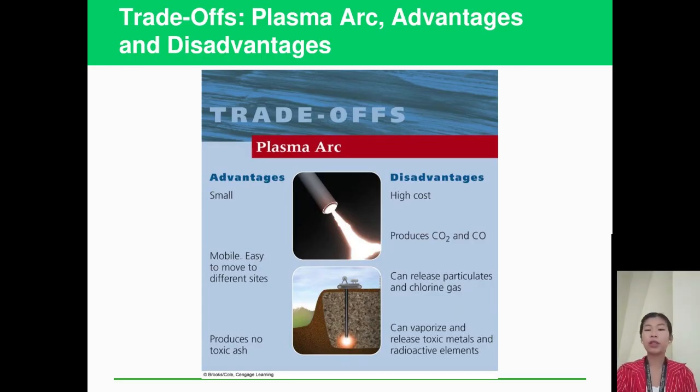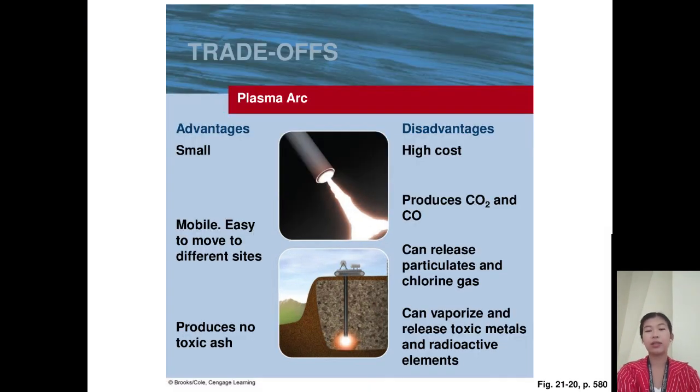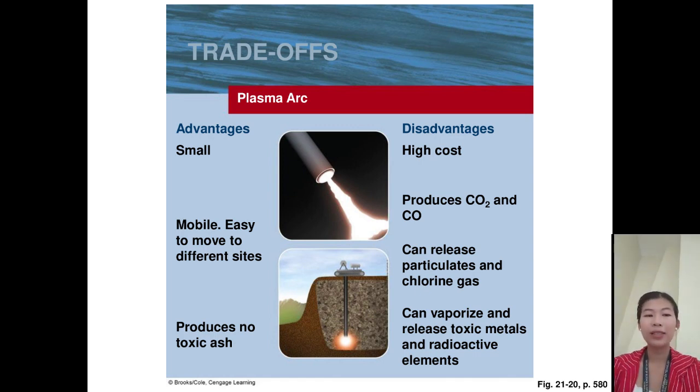Hey everyone, for the continuation of our report, we will now proceed to the plasma arc, disposal, and surface impoundments, their advantages and disadvantages. So first is the plasma arc. The advantages of plasma arc: it is small, mobile, easy to move to different sites, and produces no toxic ash. For its disadvantages, it is high cost, produces carbon dioxide and carbon monoxide, and can also release particulates and chlorine gas, and can also vaporize and release toxic metals and radioactive elements.